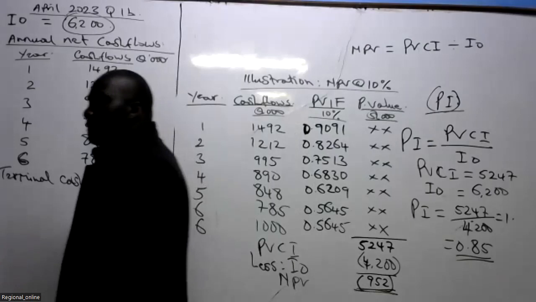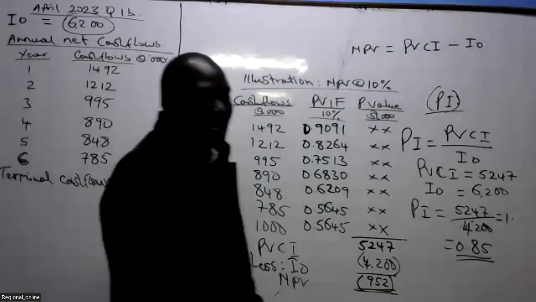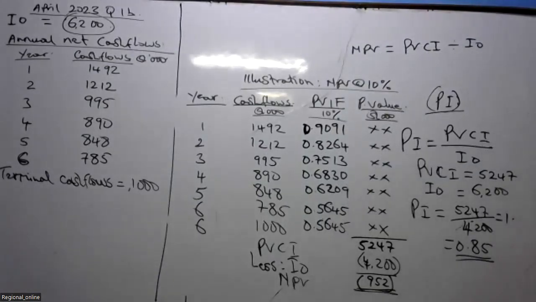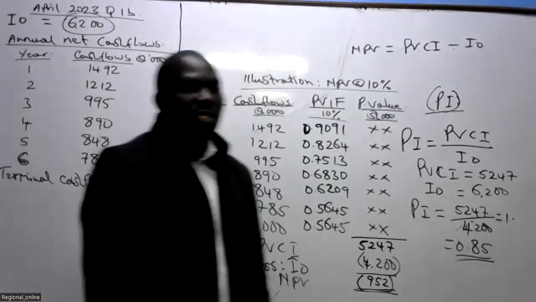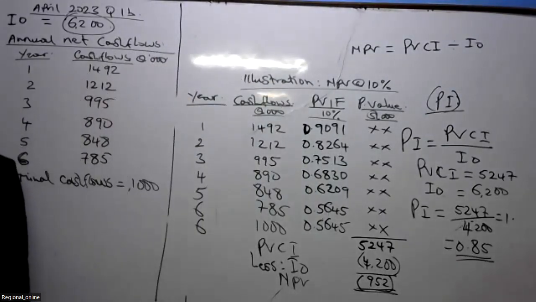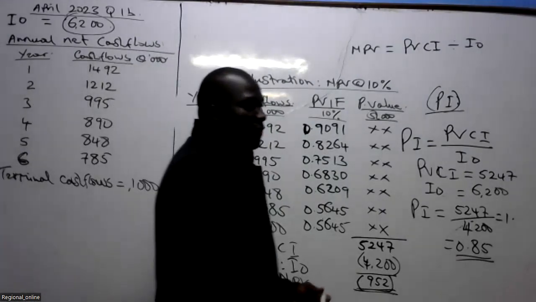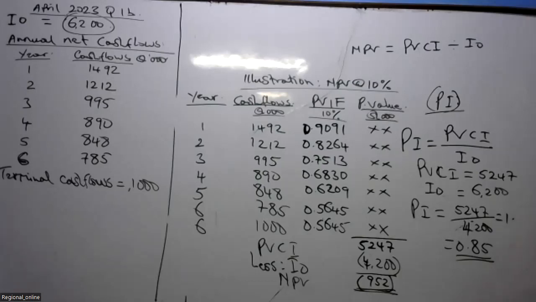NB number 1. For ranking, the higher the PI for ranking, the higher the PI, the better the project is. NB number 2. For merits and demerits, refer to NPV. Kindly make sure you refer.